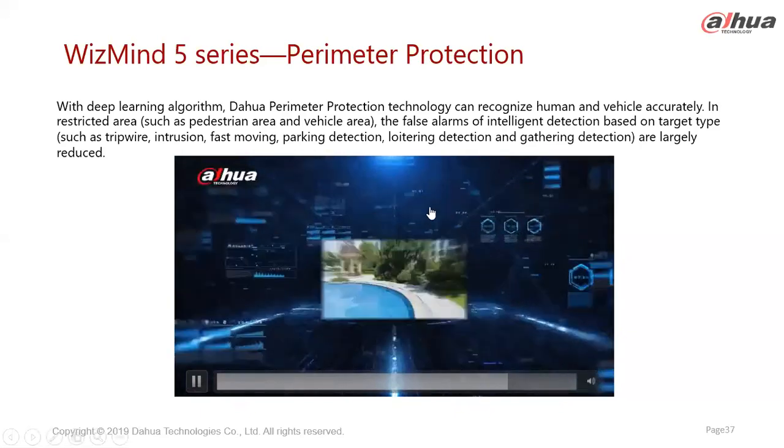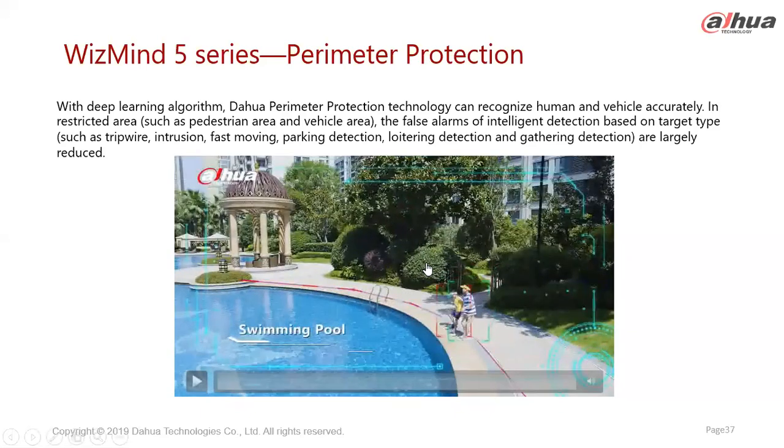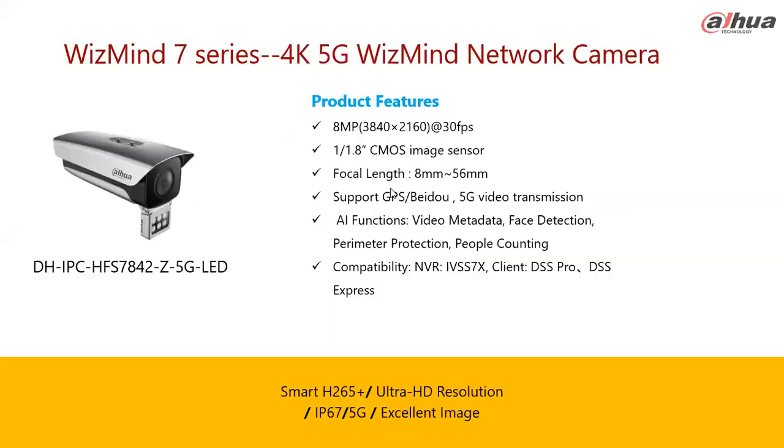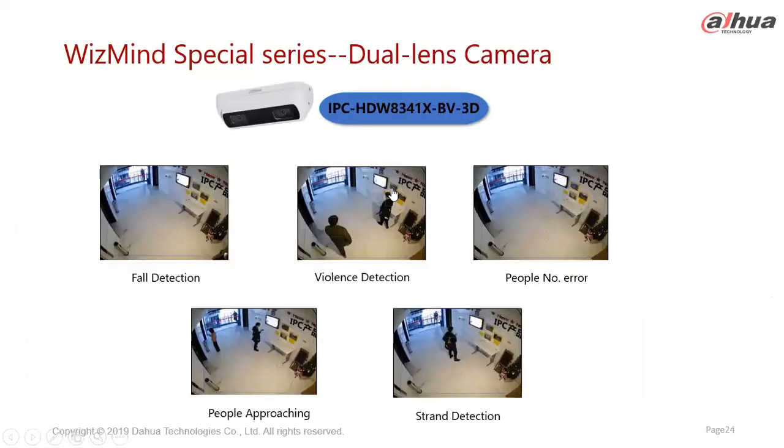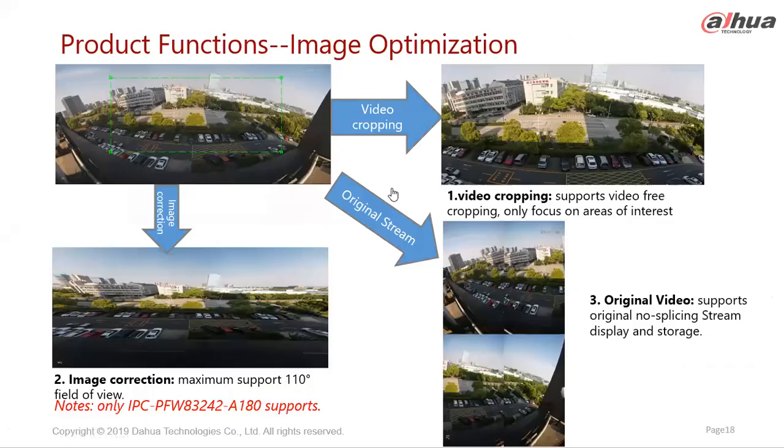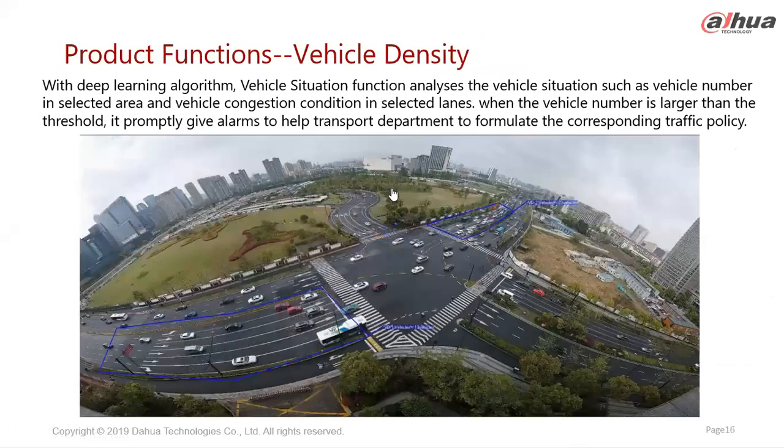So these are perimeter protection with WizMind 5. After doing WizMind 5, we are doing WizSense 3. Maybe those of us who are not in contact with us, we are introducing our Dahua products. So we get to know, apart from talking about functionalities in our previous trainings, which products support which functions.